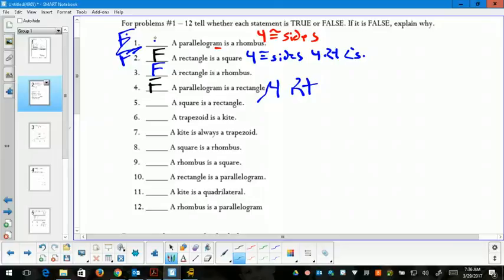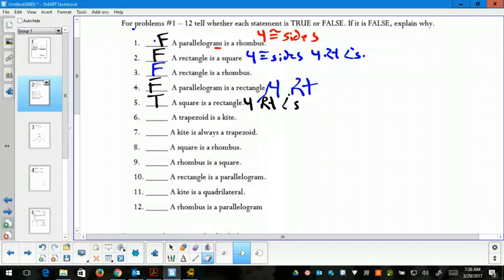So that's also false. So far, the first 4 are false. A square is a rectangle. Definition of rectangle is 4 right angles. Does a square have that? Yes. It has that and more, so it's true.